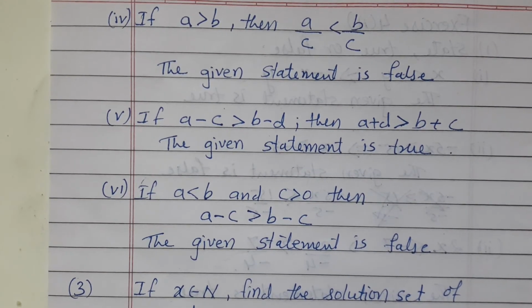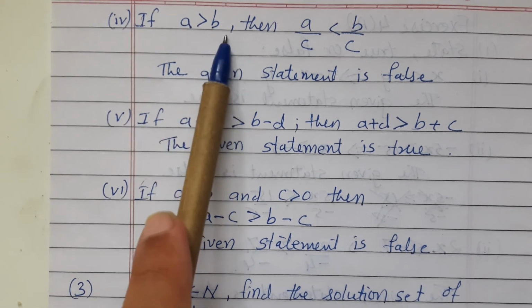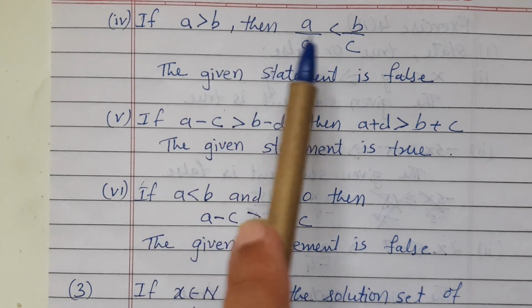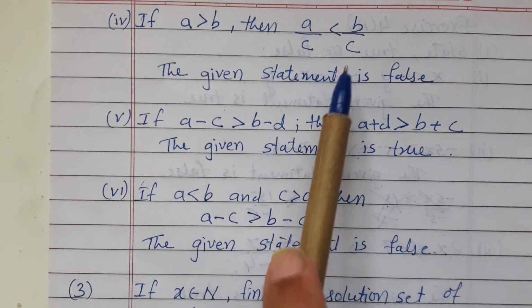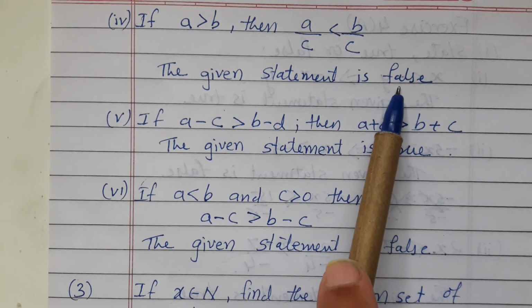Fourth sum, if A is greater than B, here dividing by the same number, the sign should not change, but it is a less than sign, a different sign. So the given statement is false.